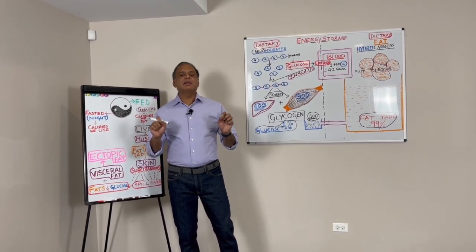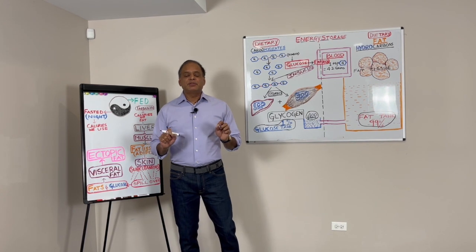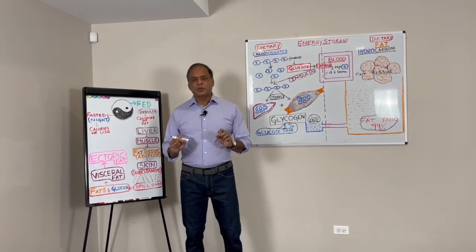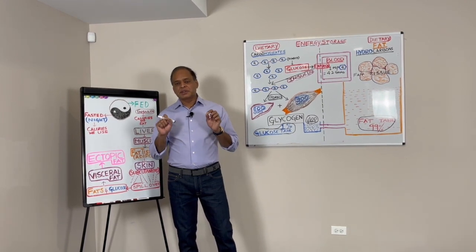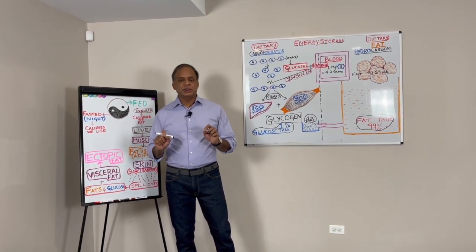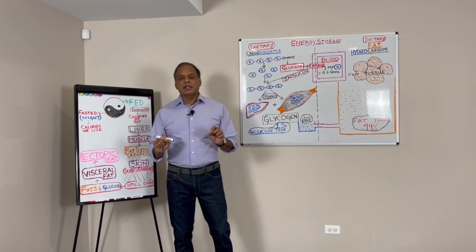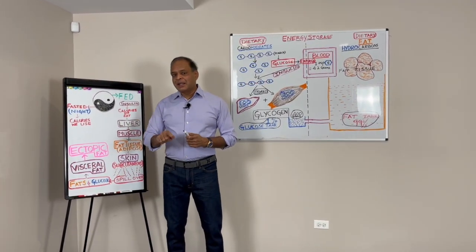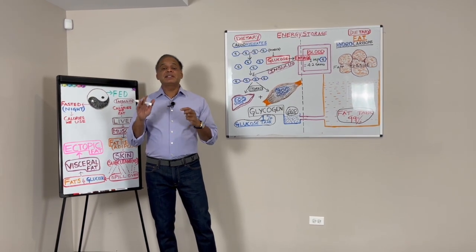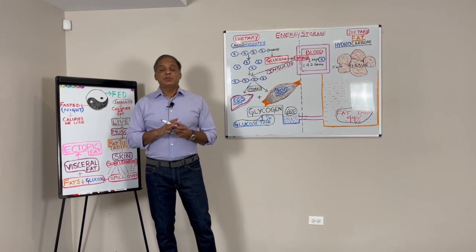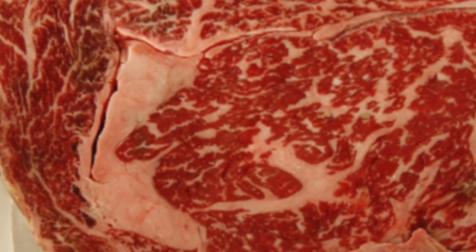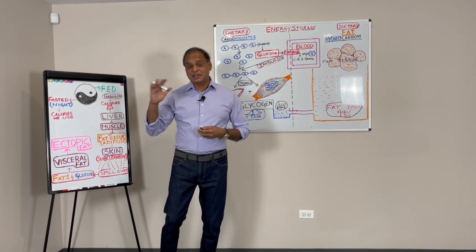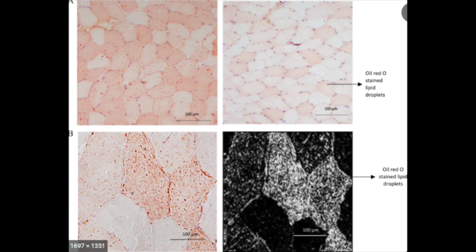For all the metabolic conditions that we name, the heart disease, the cancers, the strokes, reproductive issues, hormonal issues, every chronic metabolic disease, the problem starts with the hidden fat inside the cells, not in between the cells. The fat in between the cells you can compare to the marbling in a steak. That is not the fat. The fat that's inside the cell is the problem.